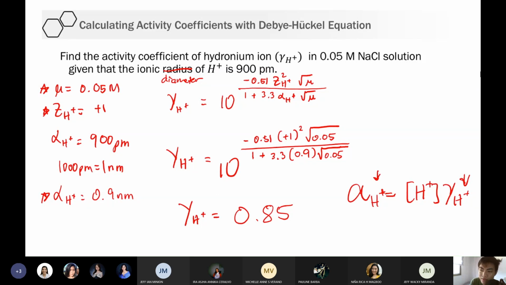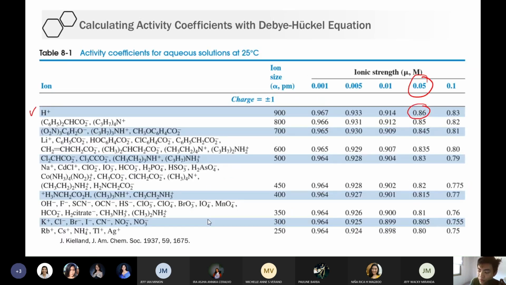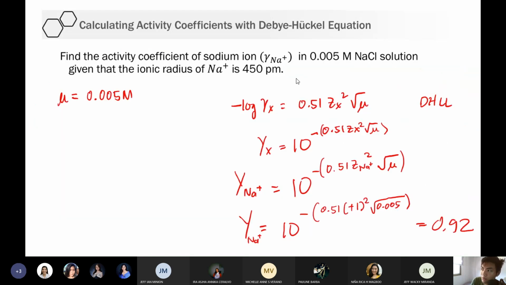So that means there is no need anymore to solve for this equation. You're just going to look for the mu and your species, then you will get your gamma already. Just in that instant, pwede mo na makuha yung gamma. How about the previous problem? We have 0.005 molar NaCl.